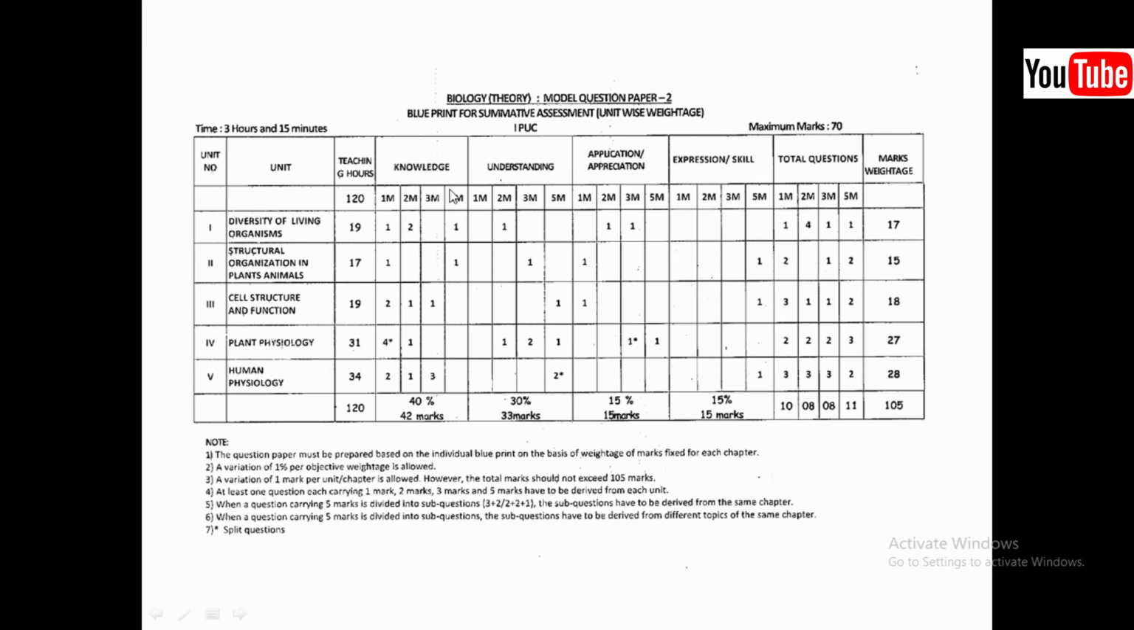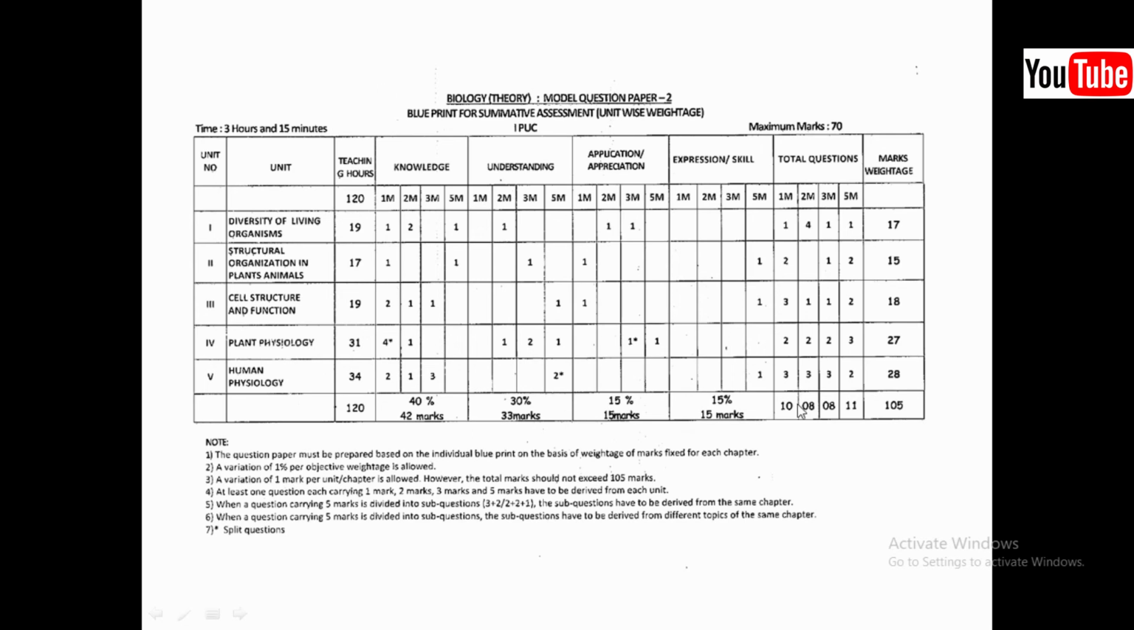You just concentrate on these parts like knowledge-based: how many questions, 1 mark 1 question, 2 marks 2 questions, 5 marks 1 question, and understanding-based 2 marks 1 question, application or appreciation-based 2 marks 1 question, 3 marks 1 question. Then there are no questions from skill or expression-based. So total questions: 1 mark 1, 2 marks 4, 3 marks 1 and 5 marks 1. So the total marks weightage is 17.